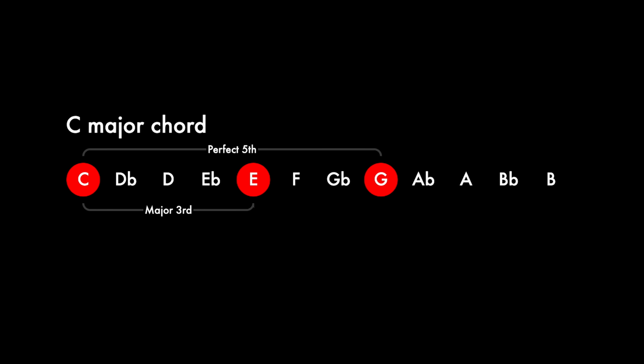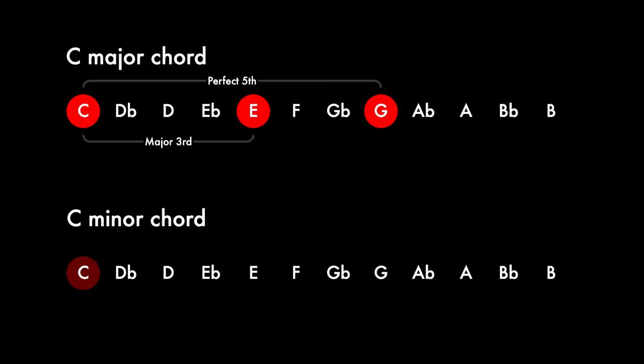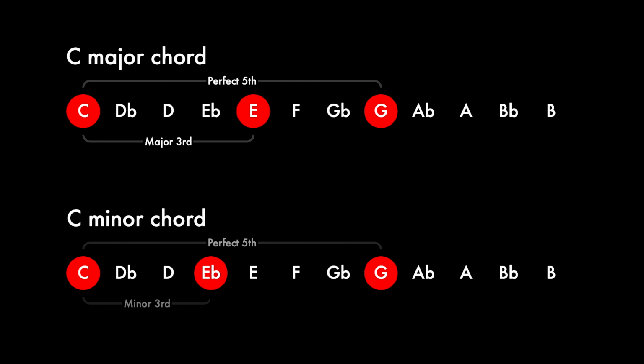Now, let's look at a C minor chord. It contains the notes C, E flat, and G. See what the difference is compared to the C major chord? It's that the middle note is a semitone lower, an E flat instead of an E. That makes the interval from the root note a minor third. And the remaining interval from the E flat to G is a major third, while the interval in the major chord between E and G is a minor third.